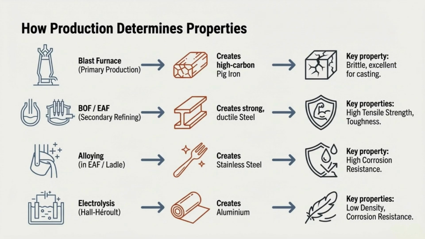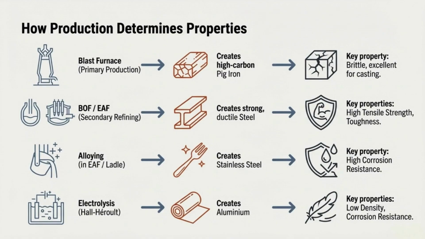Then we have stainless steel. This isn't just refined, it is alloyed. During the production process, we add chromium and nickel into the liquid mix. This specific process creates a microscopic shield on the surface of the metal, giving it its famous high corrosion resistance. It's the reason your kitchen forks don't rust even after being washed 1,000 times.